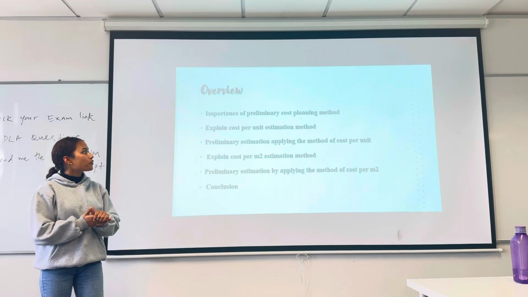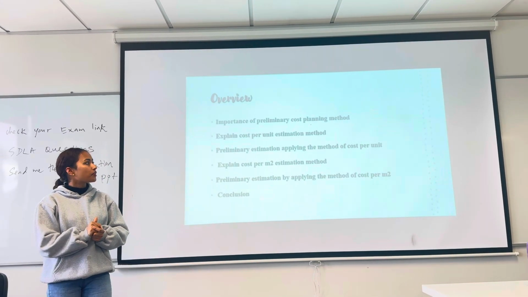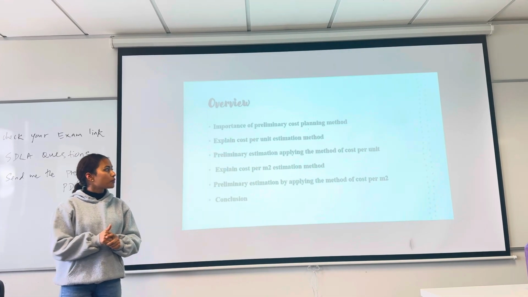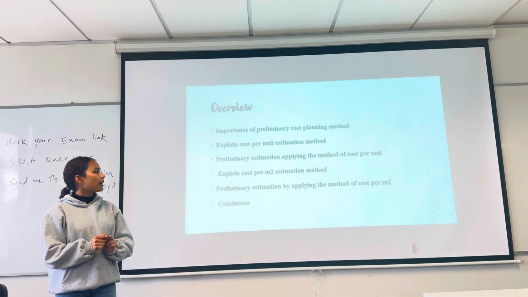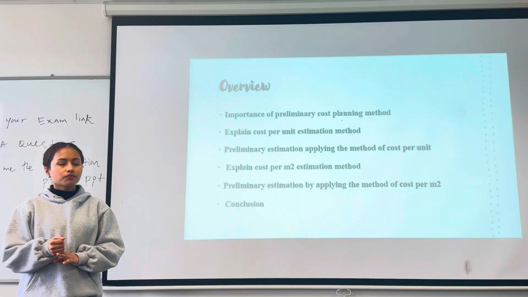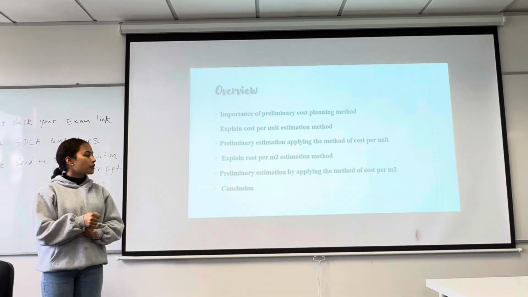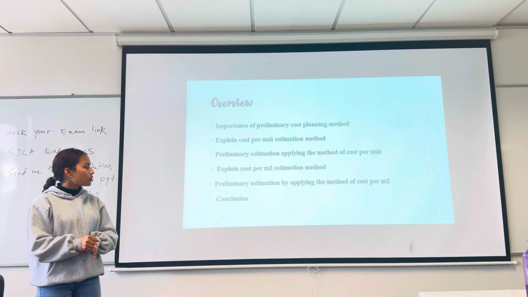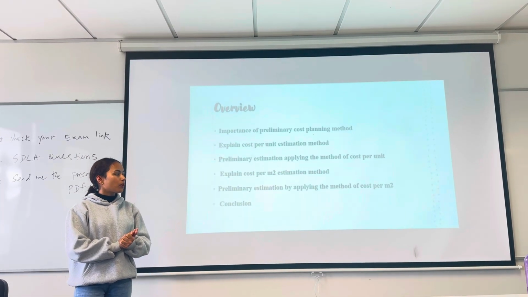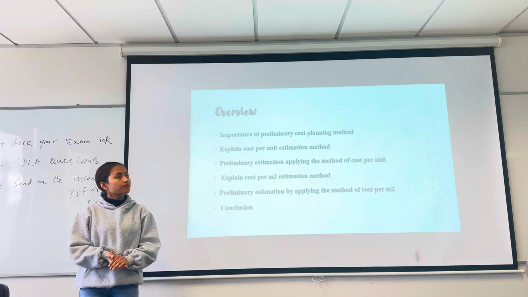I'm presenting on analyzing project cost through calculating and comparing gross floor area to wall ratios and the elemental cost. The overview: first, the importance of preliminary cost planning; second, explaining the cost per unit estimation method; third, the preliminary estimation applying the cost per unit method; fourth, explaining the cost per square meter estimation method; fifth, the preliminary estimation applying the cost per square meter method; and finally the conclusion and references.